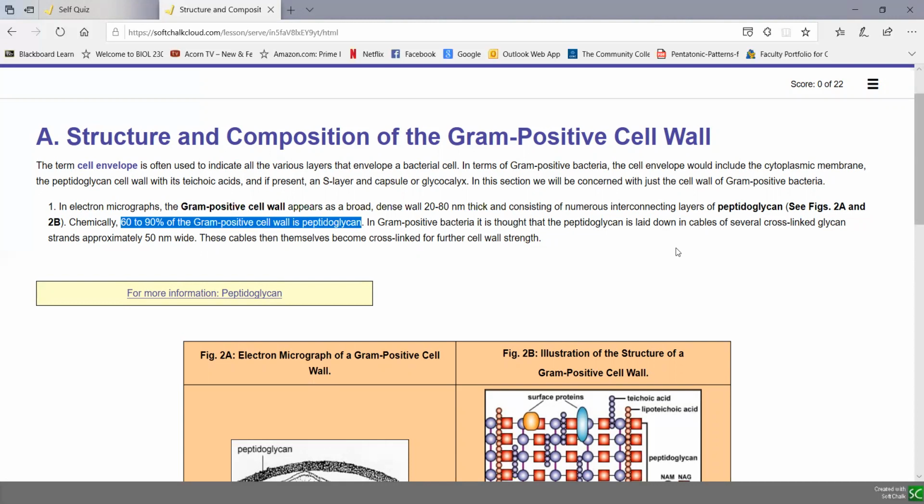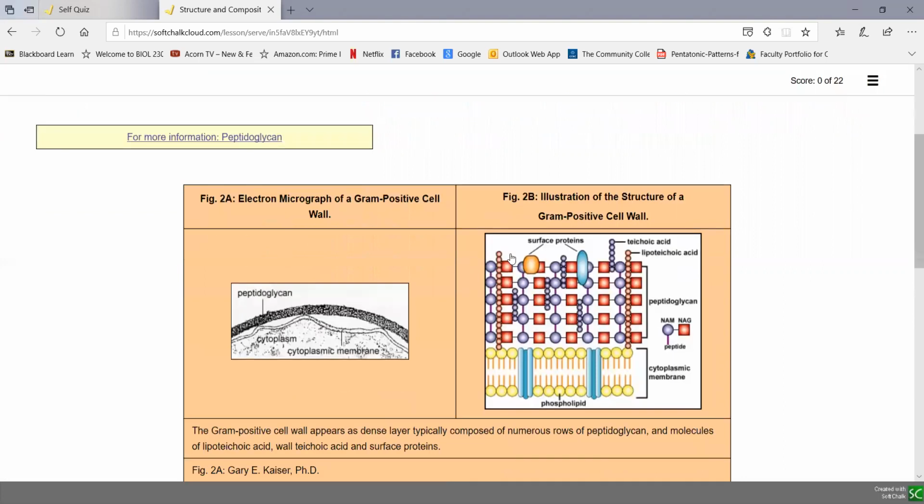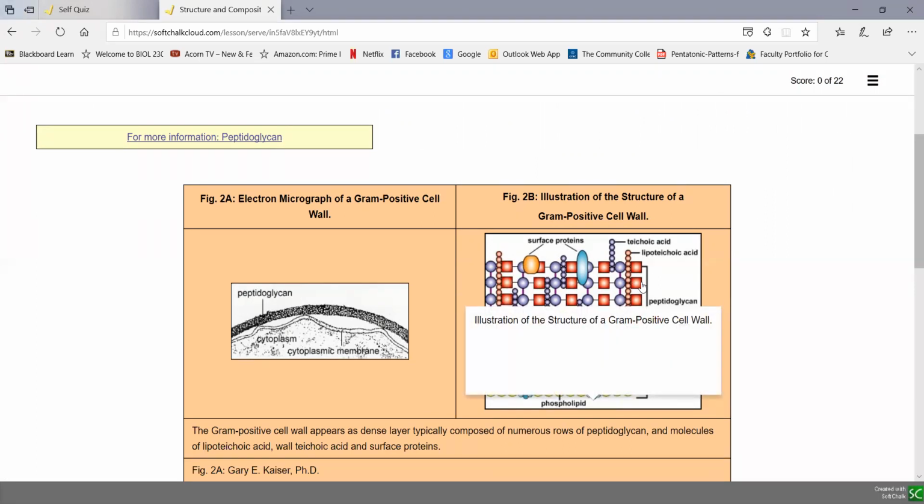And it's thought that it's laid down in cables, and these get cross-linked all together and form a very strong cell wall. So if we take a look at our electron micrograph in figure 2A here, this is the cytoplasm inside the cell. The railroad tracks are the cytoplasmic membrane. The space between the membrane and the wall is called periplasm. And this is the cell wall. So notice a gram-positive cell wall looks very thick and dense, surrounding the cytoplasmic membrane. Now, if we look at the illustration of that in figure 2B, we see that it looks thick because it's many layers of peptidoglycan all connected together.